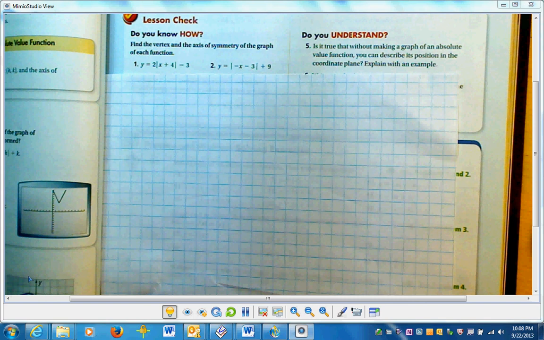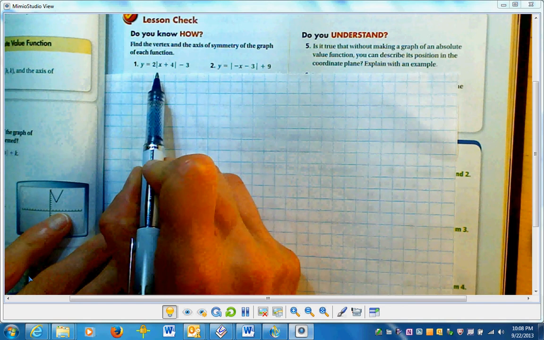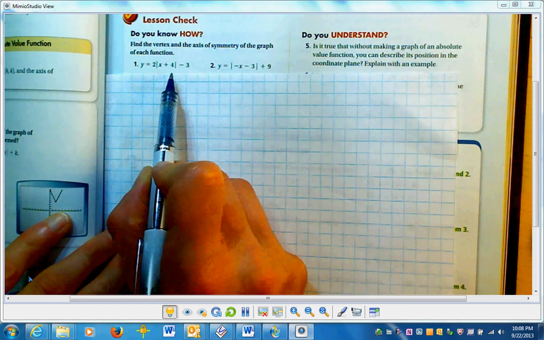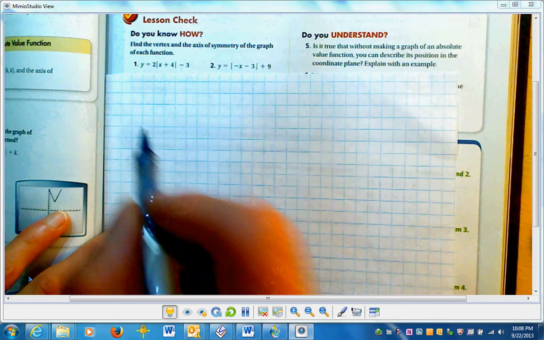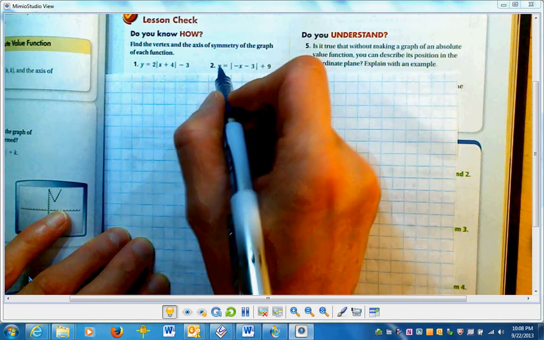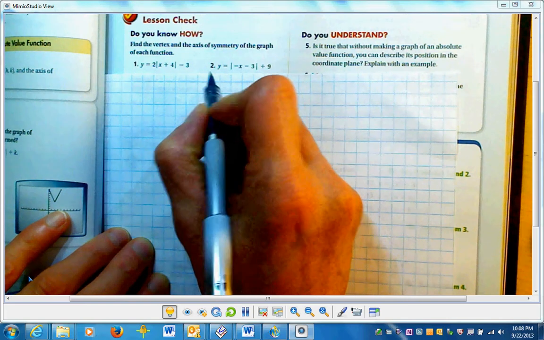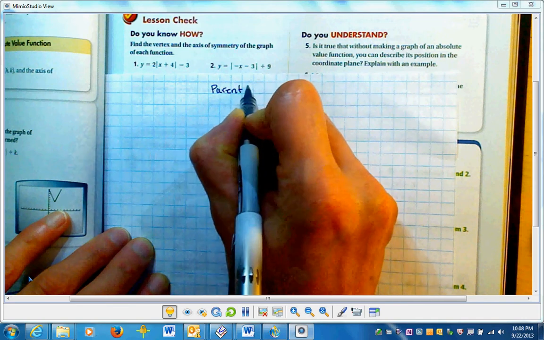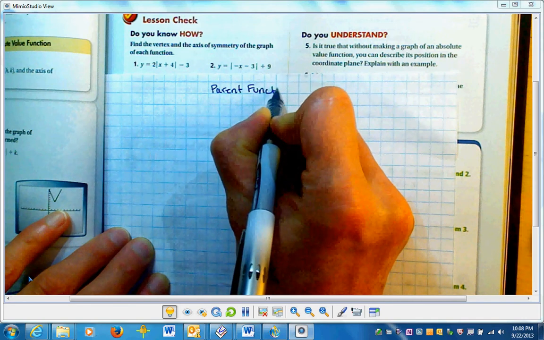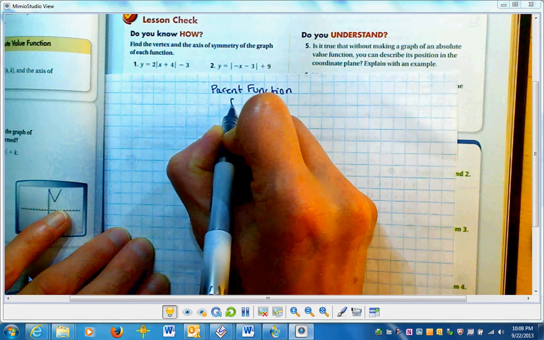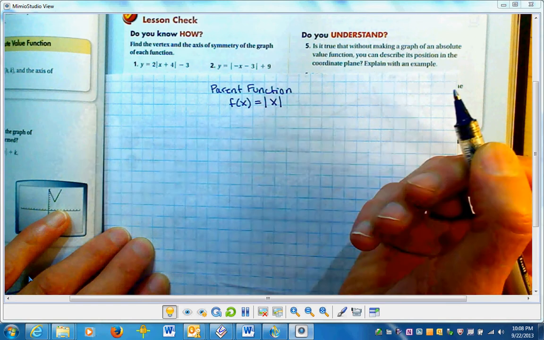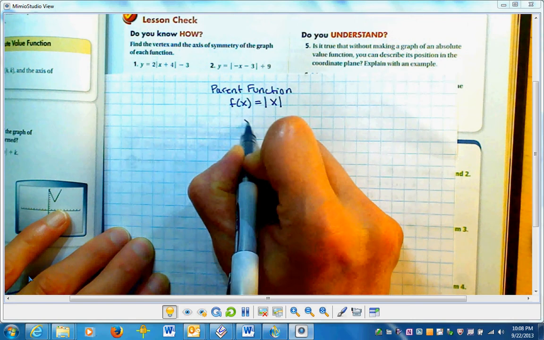Let's examine this transformation of functions right here with our absolute value for number 1. So the first thing we need to remember with our transformation of absolute values is that the parent function is f of x equals the absolute value of x. Another way of writing that, f of x is the same thing as y.